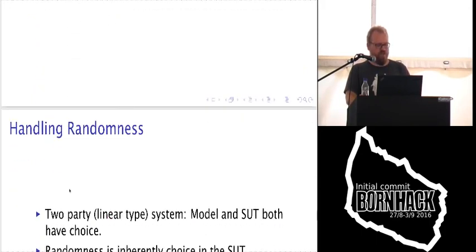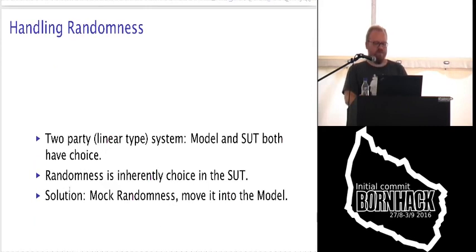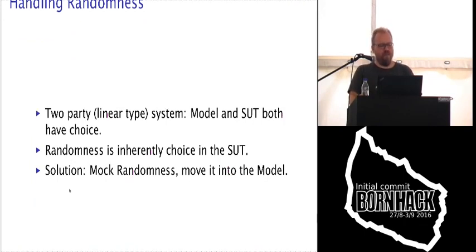So now we come into tricks. One of the problems in this system is that it has randomness. There's several places in this code where you're pulling out a random integer. And the way you need to handle that is by mocking the randomness. The reason you need to do it is that essentially what you're looking at here is a two-party linear type system. In a linear type system, you have a concept of choice, and there are two kinds of choice in this system. There's choice I do, and there's choice somebody else does.